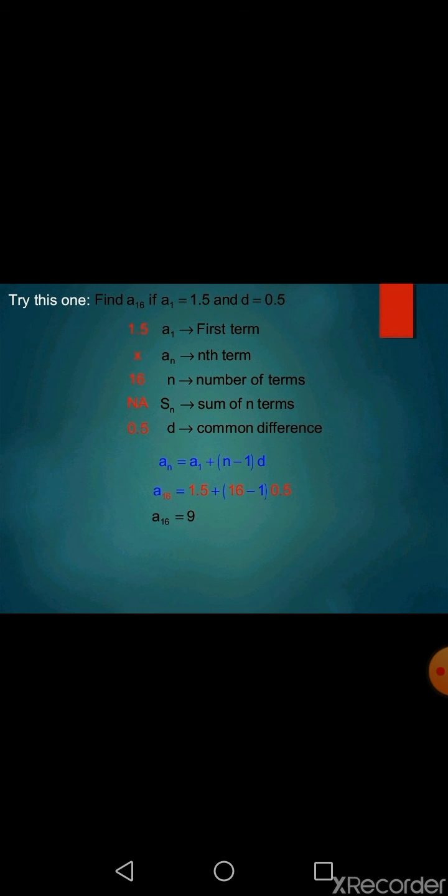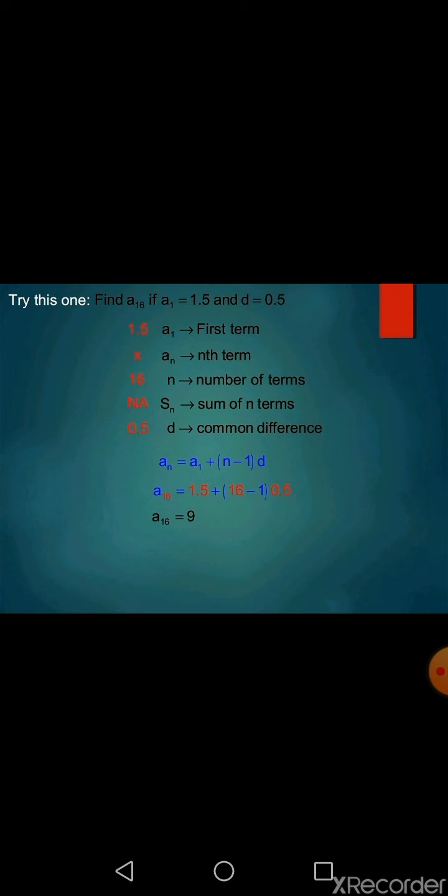Moving to the second question. Find a16 if a1 equals 1.5 and d equals 0.5. I will write the givens. a1 equals 1.5, the first term. n will be 16 because he asks about a16. a_n is what he wants here, and s, we will speak about this in the next session, and d, the common difference.